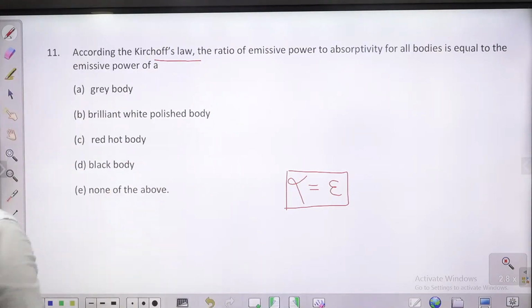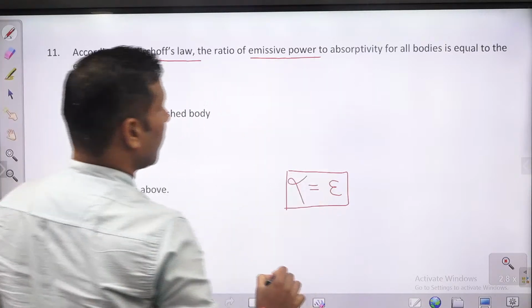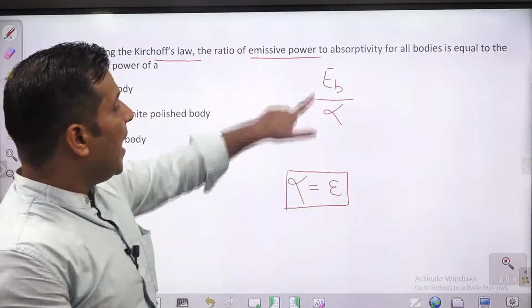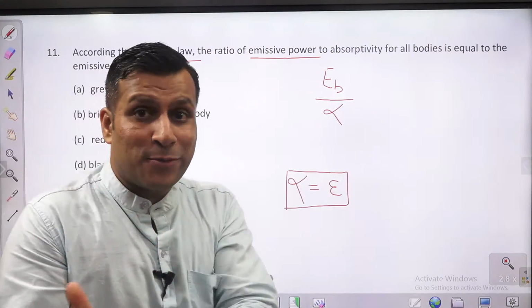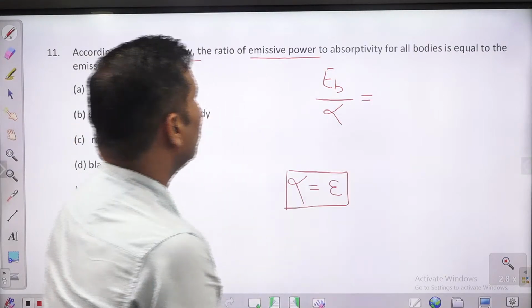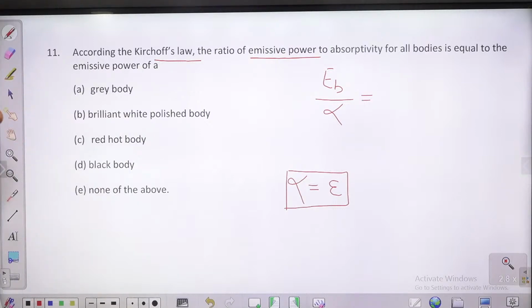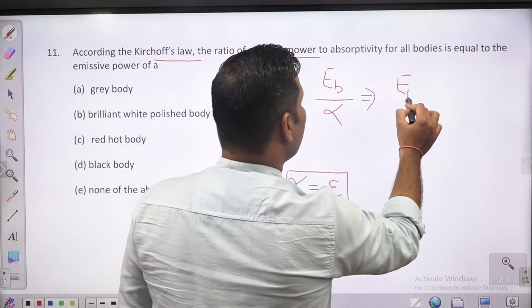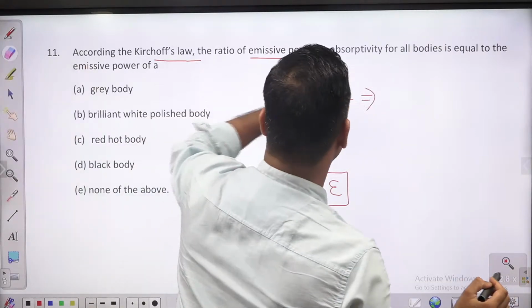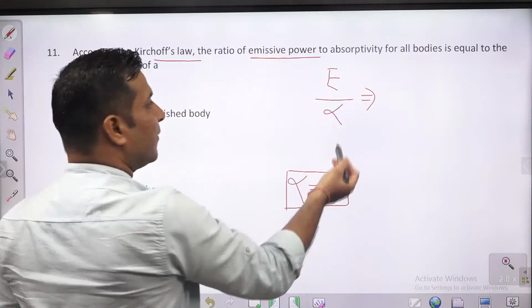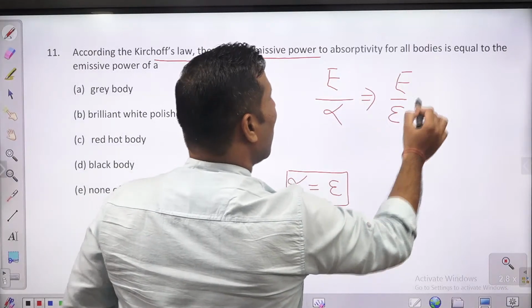So here he is asking you, according to Kirchhoff's law, the ratio of emissive power, E, to the absorptivity, E by alpha. He is asking it in a slightly confusing way. The ratio of E by alpha is equal to what? You know alpha is equal to emissivity. So this is nothing but E by emissivity, not EB, this is E. So E by alpha is nothing but E by emissivity, which is what?